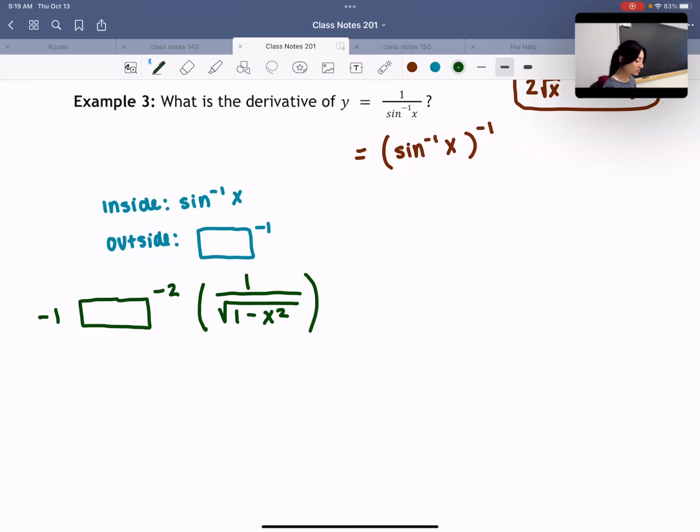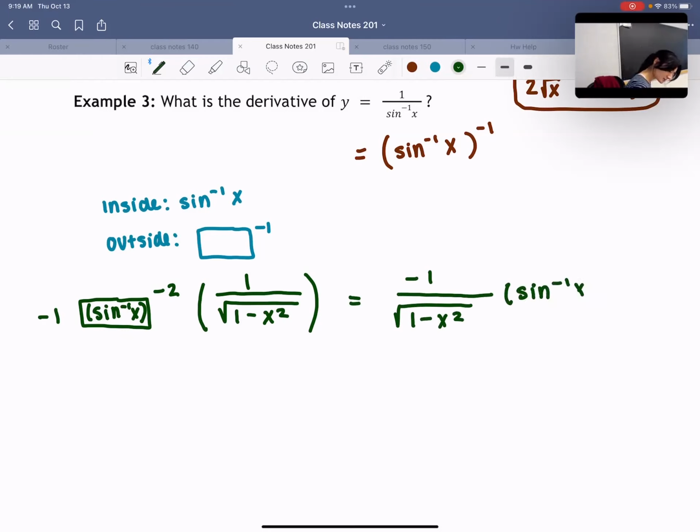Filling in my blank here, I would put sine inverse on the inside. And I'm just going to put it in parentheses because I'm taking that whole thing to a power. It looks really bulky, so parentheses might be useful here. So cleaning this up, I've got -1, maybe I can put that on top of the numerator here, over the square root of 1 minus x squared times sine inverse x to the -2.